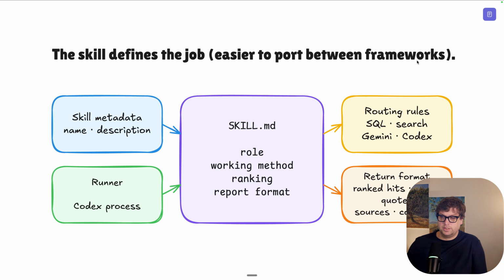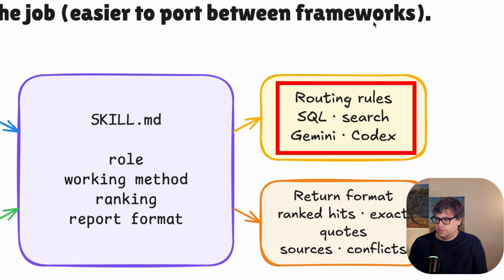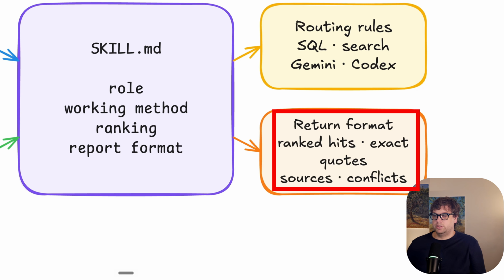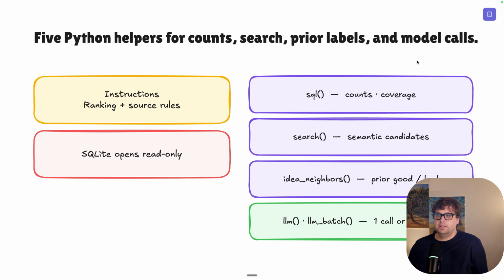So it has all the skills, the working method, the report format, everything you'd expect in the skill prompt. And it has a runner. This runner is this shell script that runs a Codex process. And it has routing rules about like when should it use SQL versus a search versus Gemini versus Codex. And it describes the return format that it returns, again, in standard out. It has 5 Python helpers in there.